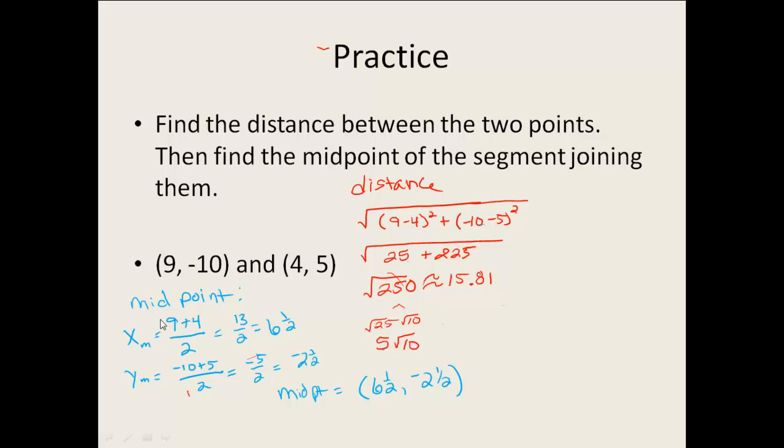The midpoint I did over here in the blue. I added my x values together, so I had 9 plus 4 divided by 2, gave me 6.5. Added my y values together, so negative 10 plus 5 divided by 2 gives me negative 2.5. Then I wrote my final answer as an ordered pair, so 6.5 comma negative 2.5.